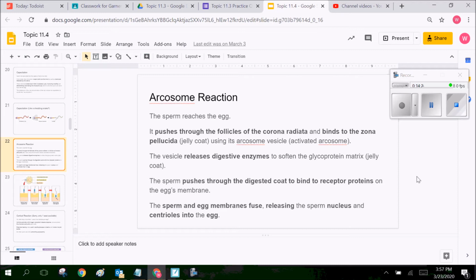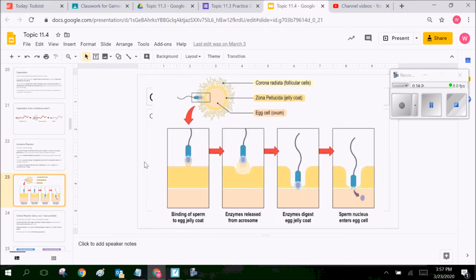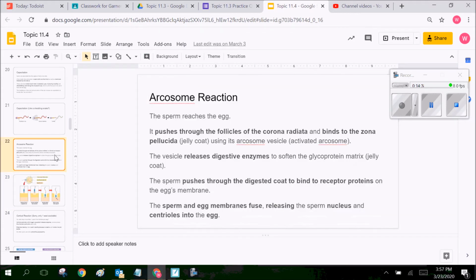So basically, the sperm is going to go down into this jelly coat surrounding the egg after the corona radiata. It's going to press through, digest that, and it's going to bind onto a receptor on the egg's membrane and shoot its nucleus inside. Okay, so the sperm pushes through the digestive coat, binds to receptor proteins, and then the sperm and egg membranes fuse, releasing the sperm nucleus and centrioles into the egg so that they can go ahead and combine with the egg's nucleus and centrioles and start the development of the zygote.